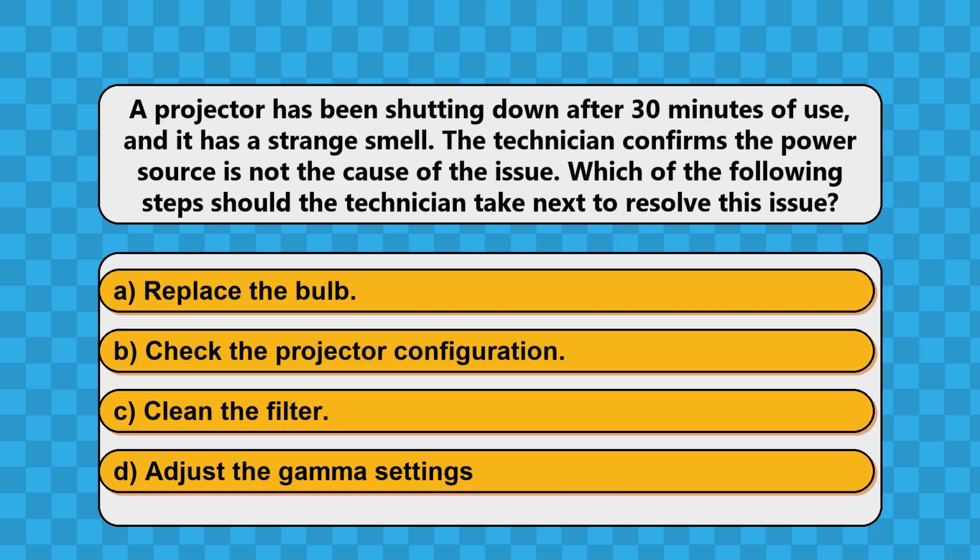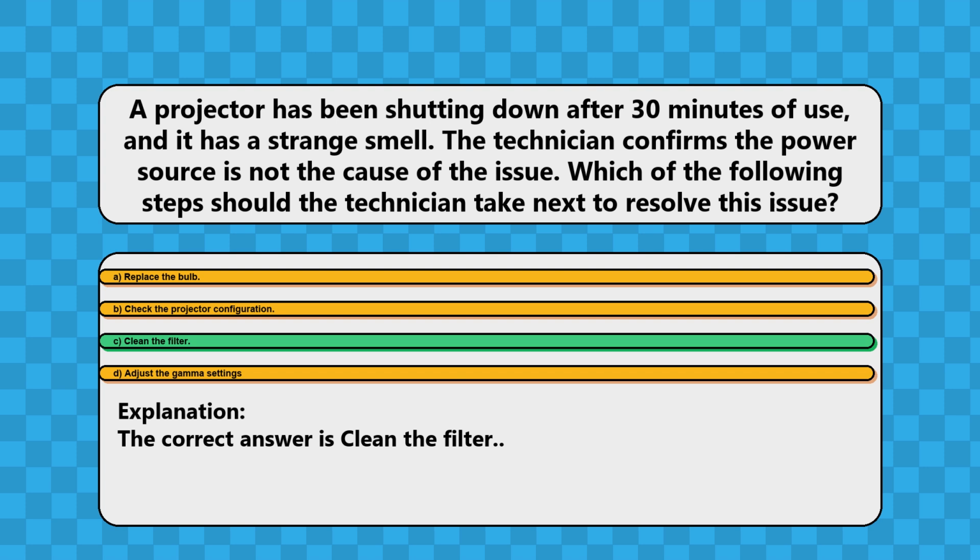Question 42. A projector has been shutting down after 30 minutes of use, and it has a strange smell. The technician confirms the power source is not the cause of the issue. Which of the following steps should the technician take next to resolve this issue? Option A. Replace the bulb. Option B. Check the projector configuration. Option C. Clean the filter. Option D. Adjust the gamma settings. The correct answer is option C. Clean the filter. The correct answer is clean the filter.